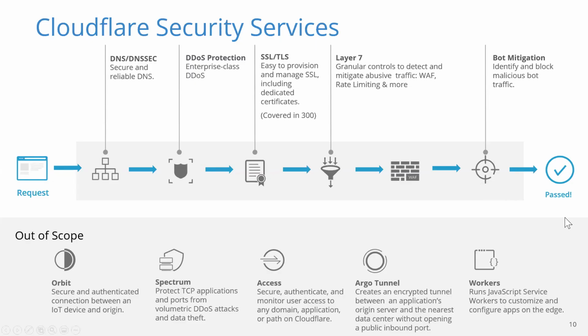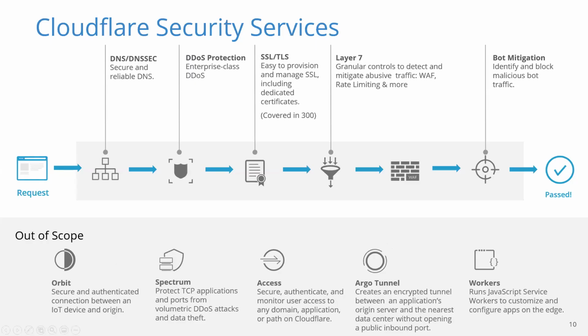Of course, along the way, there are customers using our other products. Spectrum, I did mention earlier, is to protect applications that use a custom port as well as a custom protocol. So Spectrum, Access, Argo Tunnel, Workers will not all be covered in today's session. Spectrum we will cover, but Access, Argo Tunnel, and Workers we will not.